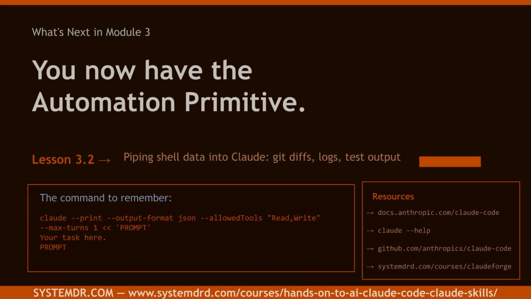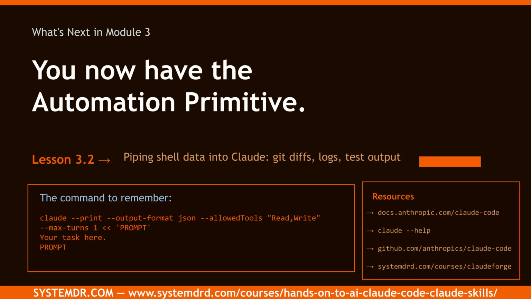You now have the automation primitive. Everything else in Module 3 is a coordination wrapper around this single foundation. The command to remember on the bottom left of this slide. Read it once. claude --print --output-format json --allowedTools Read,Write --max-turns 1. That's the command. 4 flags, every batch job, every CI step, every automation in this module.